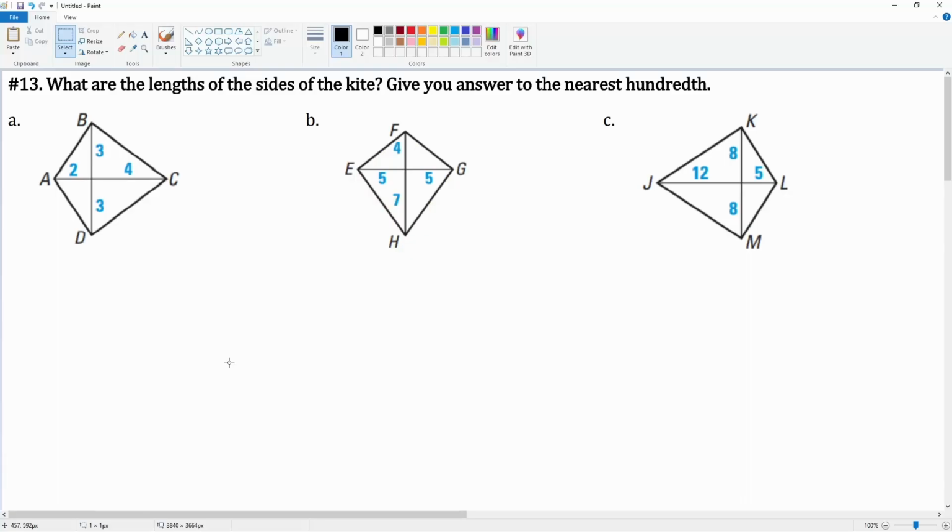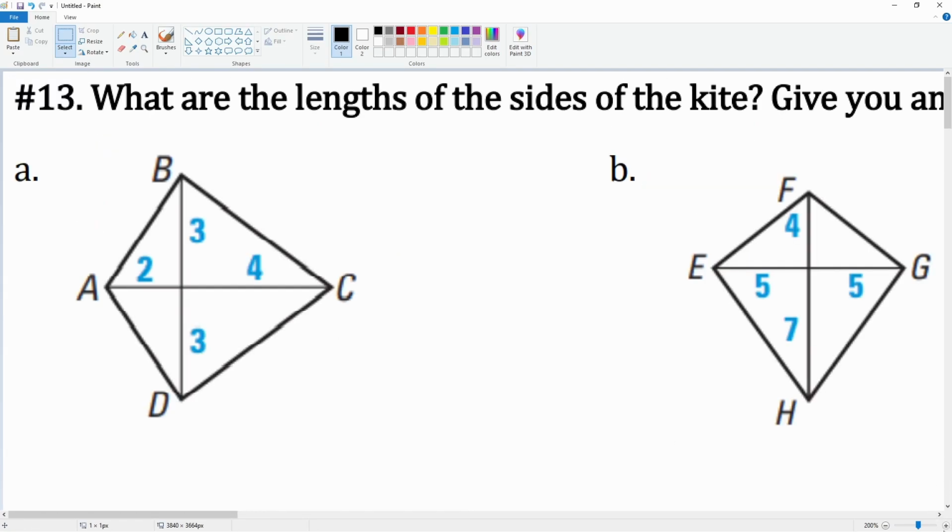We have question 13 here. What are the lengths of the sides of this kite? Give your answer to the nearest hundredths. We know that these are the diagonals, and for a kite, the diagonals intersect here at 90 degrees. From there, we can get the third side by simply using the Pythagorean theorem.